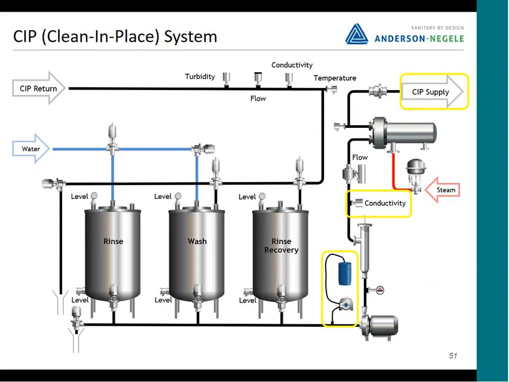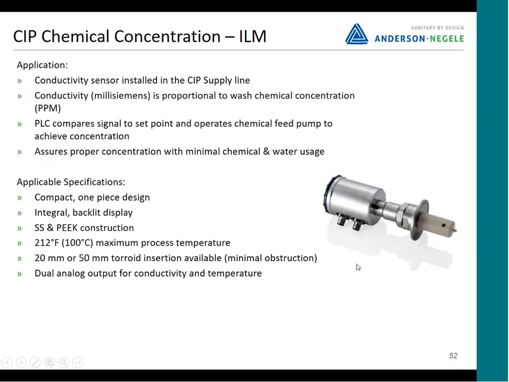The next thing we talk about is the chemical. Right, so we not only need to maintain some pressure on the line and maintain level in the tank, but we need to put some caustic and some acid in there. So we've got a chemical feed pump and a drum. And how do we know how much chemical is put in there? Well, we do know that when we put chemical in CIP water, it changes the conductivity of the water. It changes its ability to conduct electricity. So we can put a conductivity sensor in the CIP supply line and use that to control the chemical feed pump. So this is our conductivity.